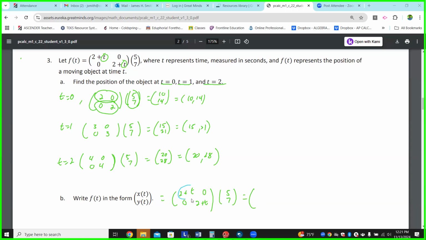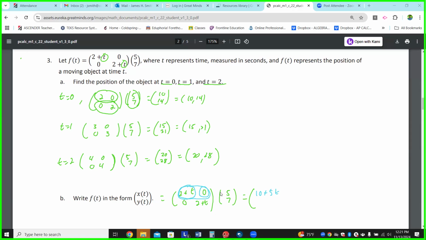So let's take this. And remember that each one of these is an element on its own. So 2 plus t is an element, and I'll multiply it by 5. If I multiply 5 to 2 plus t, I would get what? 10 plus 5t. All right? Because I would have to distribute the 5, and then I have the 0 times 7, which is just a wash.